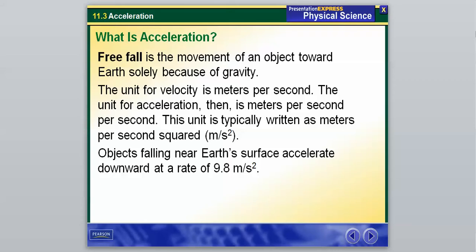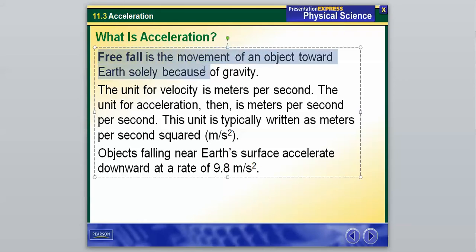Another term to make this a little more scientific, maybe something you haven't heard as much besides acceleration and deceleration, is free fall. That's the movement of an object toward Earth solely because of gravity. Without any other forces acting on it, if you just drop something from the top of a building, it is in free fall because there are no other forces acting on it besides gravity. I would definitely write down what free fall is: the movement of an object toward Earth solely because of gravity. That means gravity is the only thing affecting it. It's not being influenced in any other way.